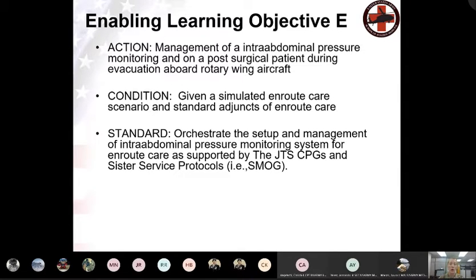All right. We're going to move on to ELOE, the management of intra-abdominal pressure. Before I move on, I'm going to pause for just a second to make sure there aren't any questions on the intracranial monitoring.